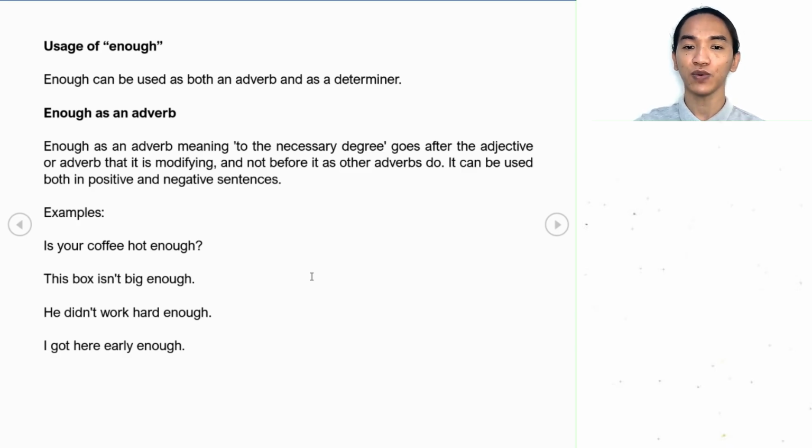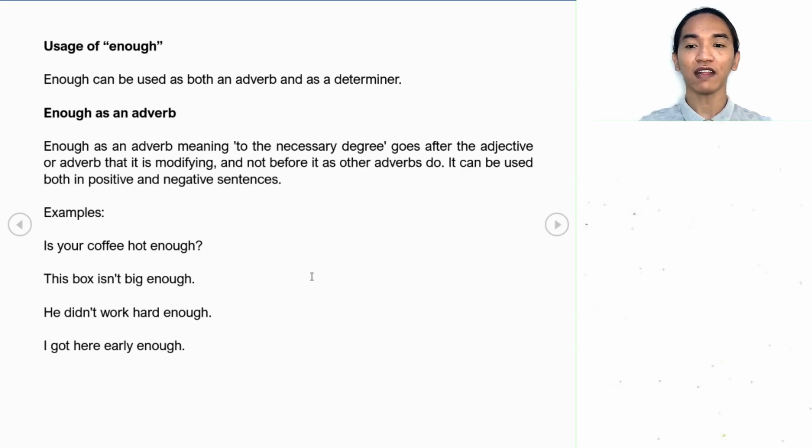All right, now, let's talk about the usage of enough. Enough can be used as both an adverb and as a determiner. Enough as an adverb means to the necessary degree. Okay, so we're just pointing up to a certain level or degree. It goes after the adjective or adverb that it is modifying and not before it. Okay, it's after.